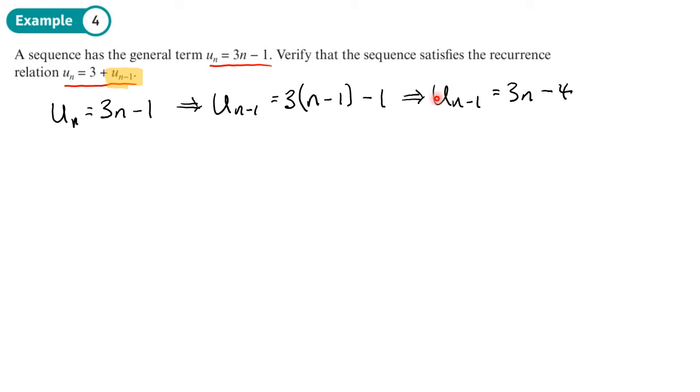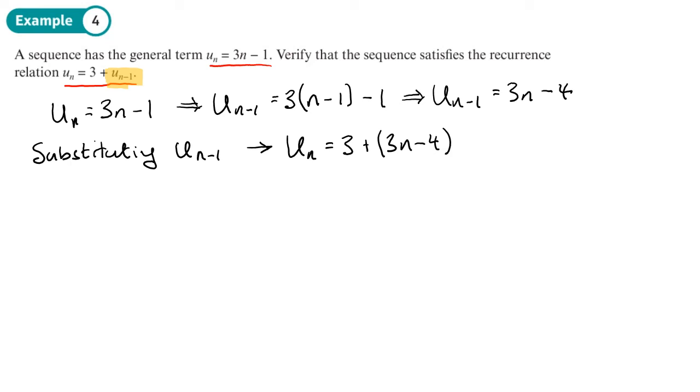So we do this by substitution. This u_{n-1} is going to get substituted in here. So if I substitute u_{n-1}, then what we'll get is u_n equals 3 plus u_{n-1}, which is 3n minus 4, and that will give us u_n equals 3n minus 1, which is what we started with here. So we've proved it as required.